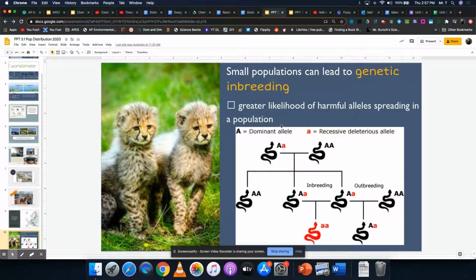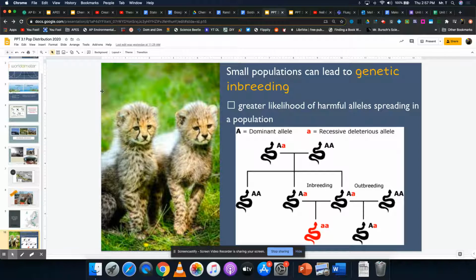And then we have inbreeding. Inbreeding is when you're mating with people who are genetically similar to you. The example here is we have two snakes, and these are brothers and sisters that are mating with each other, and you end up with a recessive deleterious trait, meaning a negative trait, a disadvantage, being expressed, which is just helping spread it through your population.